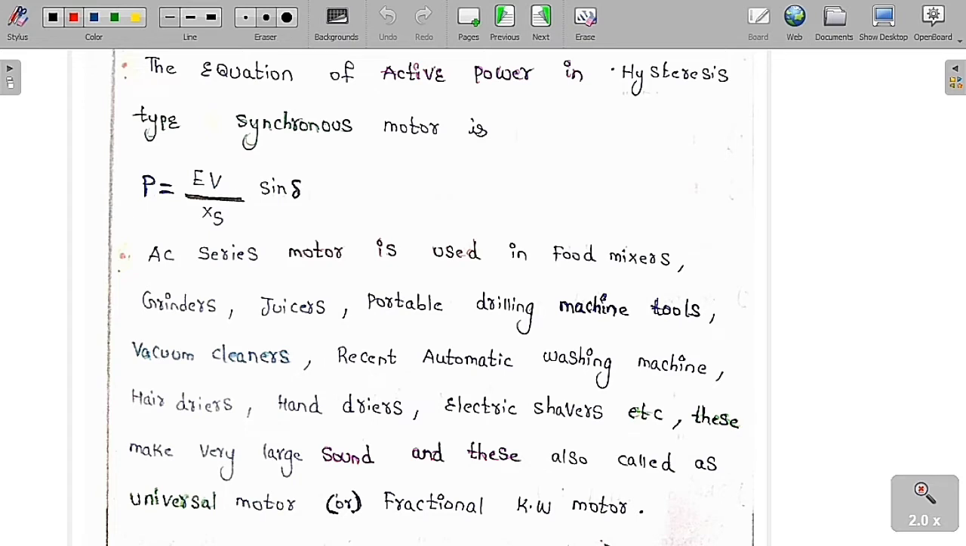I have already told you it works on both AC and DC supply. It makes a huge amount of sound and is basically used in food mixers, grinders, juicers, portable drilling machines, tools, vacuum cleaners, recent automatic washing machines, hair dryers, hand dryers, electric shavers, etc. And it makes a very loud sound and is also called a universal motor or fractional kilowatt motor.